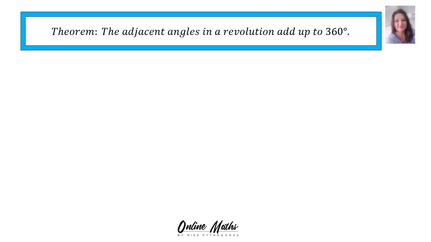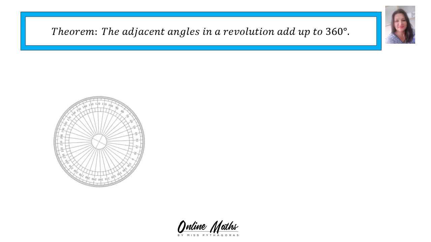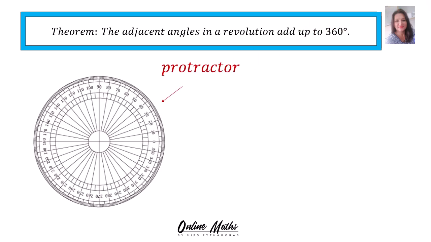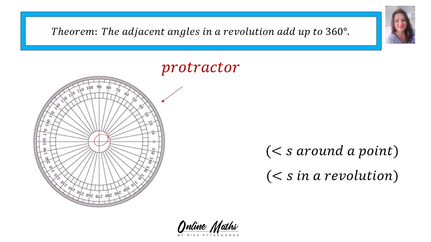Now there's a theorem that says the adjacent angles in a revolution add up to 360 degrees. Now there's your protractor. And you can see that all the angles around this point add up to 360 degrees. When you want to use this theorem inside a riders sum, the abbreviation that you may use could be angles around a point, or you can use angles in a revolution.